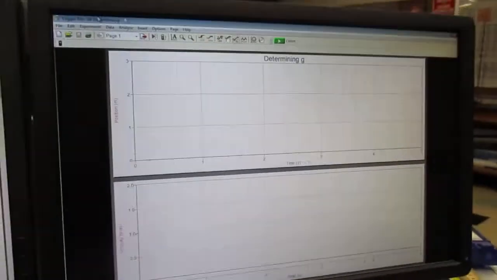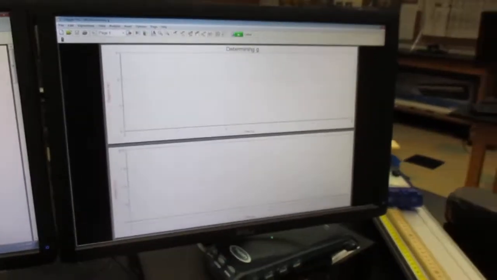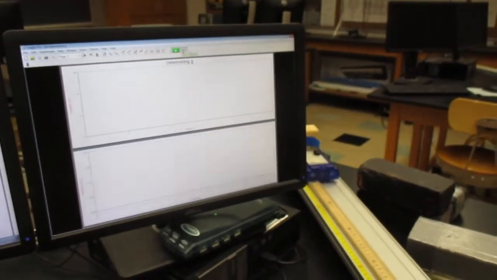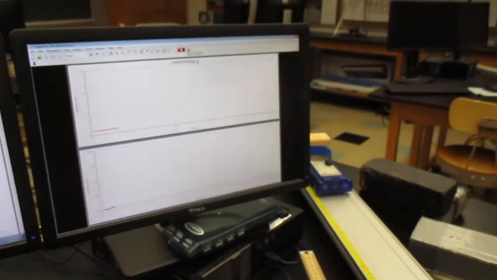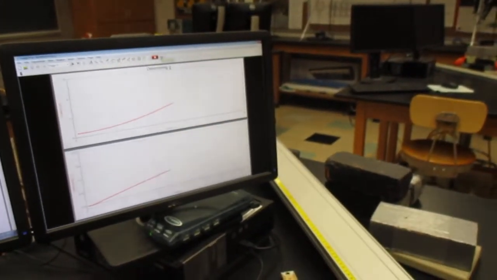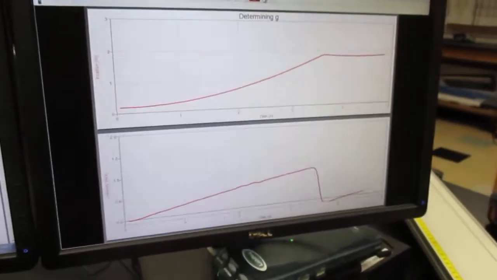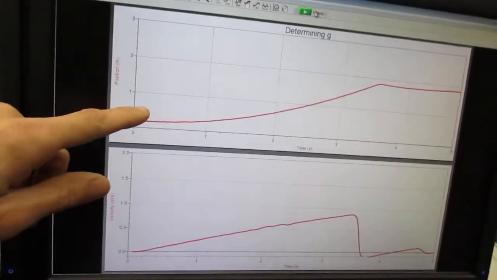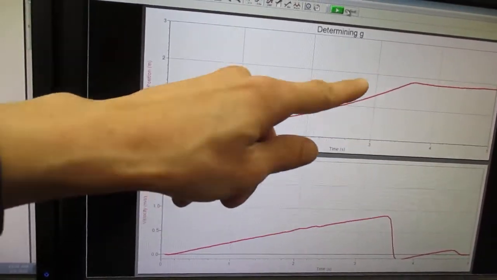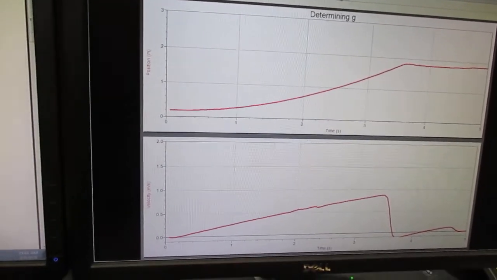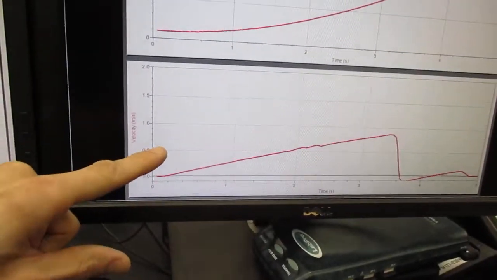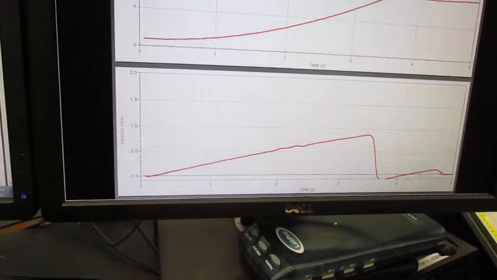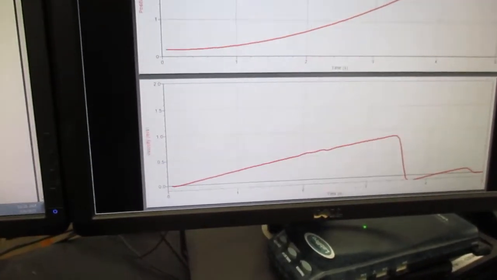Okay, so let's go ahead and collect some data and see what happens. I'm going to hit collect here, and I'm going to release the cart. Okay, and we have some data here. Our position graph is steadily increasing. That means it's speeding up. And our velocity graph has a linear slope, an increasing slope. Again, that means it's speeding up, it's accelerating.